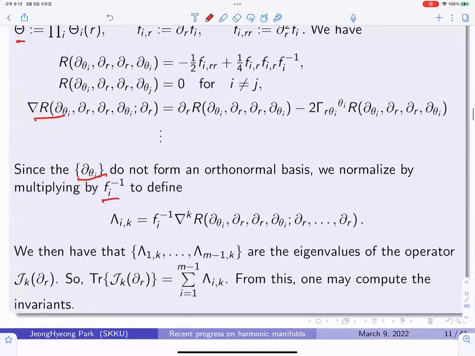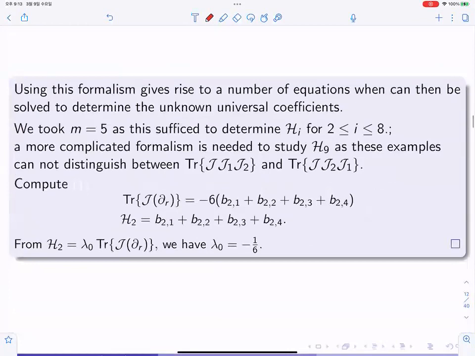Okay, so then we have lambda_1 to lambda_{n-1} as the eigenvalues of the operator J_k. Then you have the trace of J_k is this. From this, you may compute the invariants. So m is the dimension 5, then we can get h2 to h8. More complicated formalism is needed to study h9.